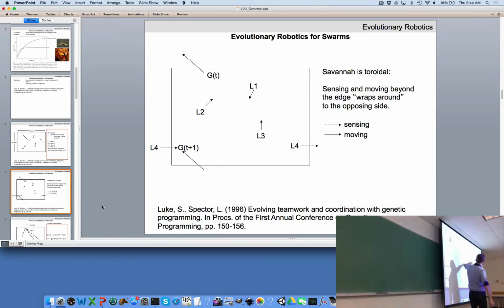Okay. So the solid arrows here represent movement, and the dotted lines represent sensing. So the lion is always looking at the gazelle, and in this picture here, imagine that the gazelle is here at time t, and at time t plus 1, it moves here. If lion 4 is sitting here, lion 4 is not looking here, it's looking here. Right? So L4 is actually quite close to the gazelle. Just to keep that in mind.